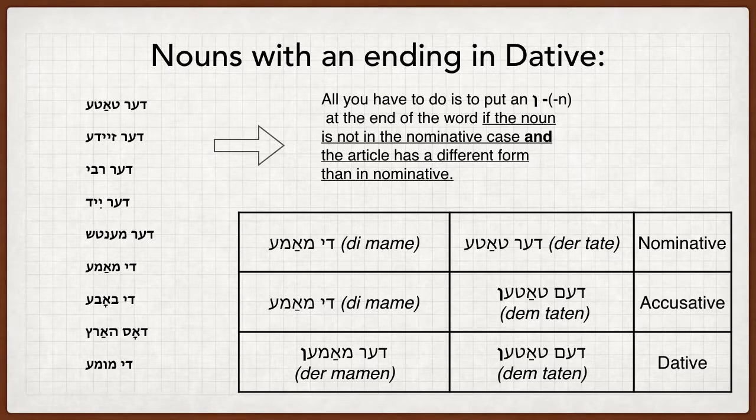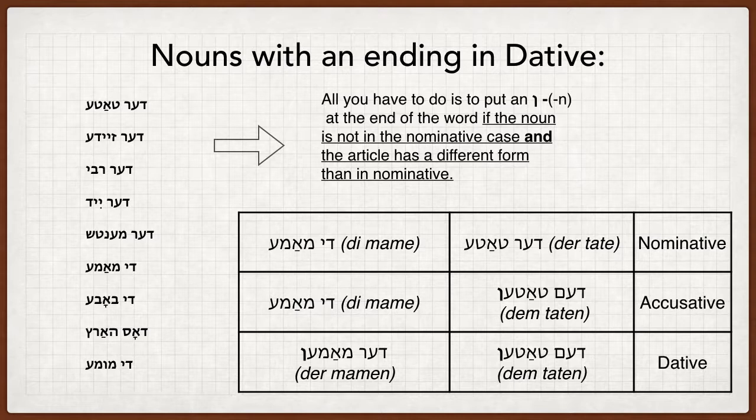So, for example, the father is der Tate in nominative, but it is going to be dem Taten in accusative, and it is going to be dem Taten in dative as well. But the mother is die Mame, and it is going to be die Mame in accusative as well, because the article hasn't changed its form.